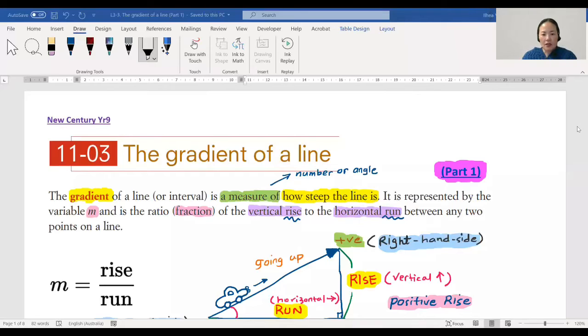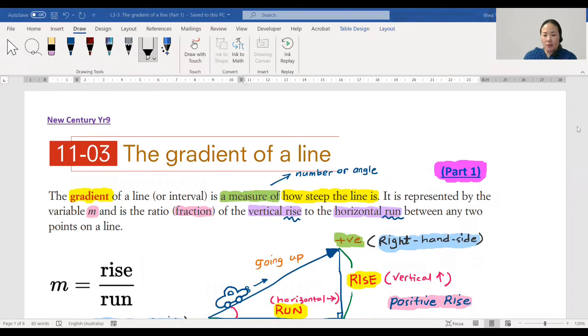Today's lesson is the gradient of a line, part 1. So there'll be a part 2 coming. The gradient of a line or interval is a measure of how steep the line is. It can be measured by a number or an angle.